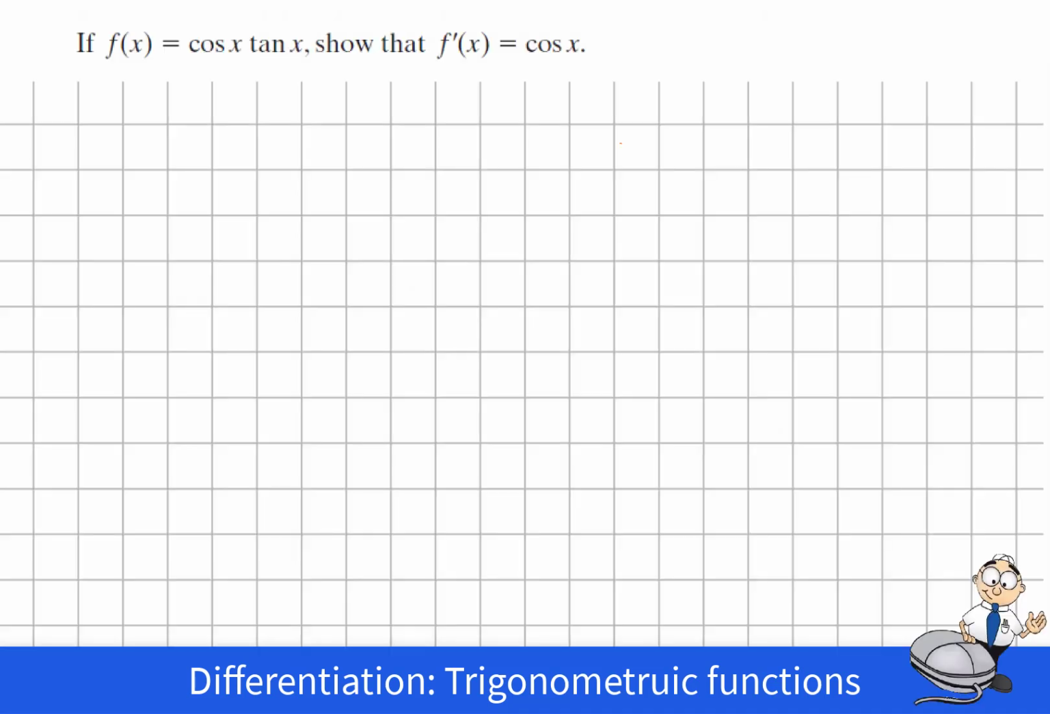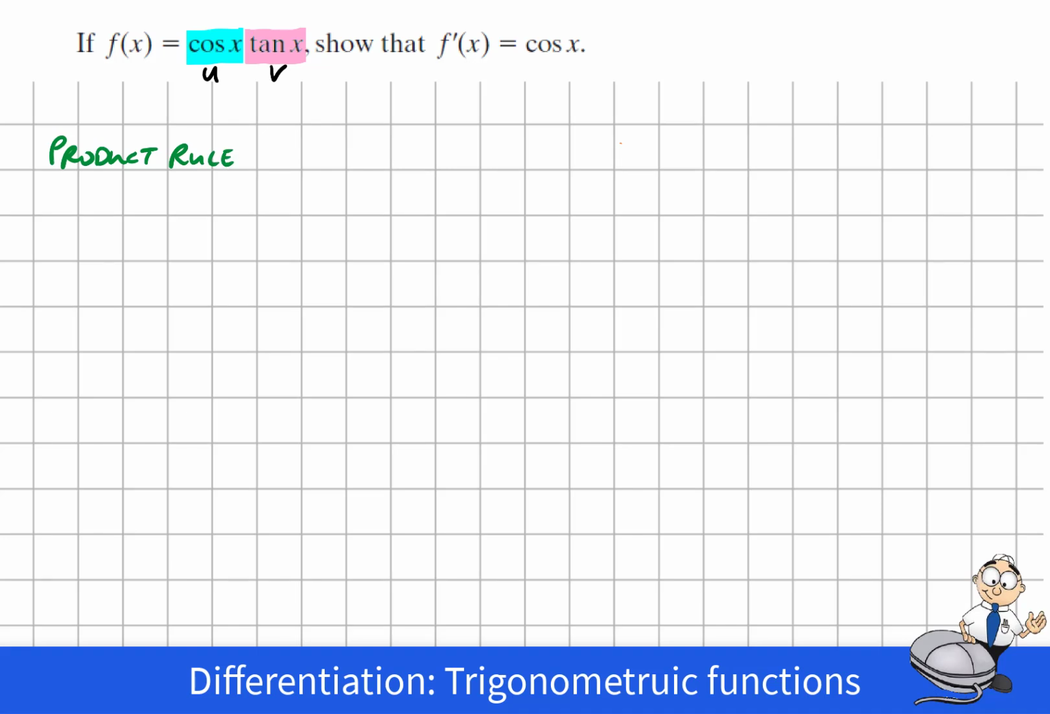If f of x is cosine x multiplied by tan x, show that the derivative of this is cosine x. Okay, we will notice that this requires the product rule because we have two functions of x being multiplied by each other, cosine x by tan x. Let's call the first u and the second v. We're going to use the product rule.